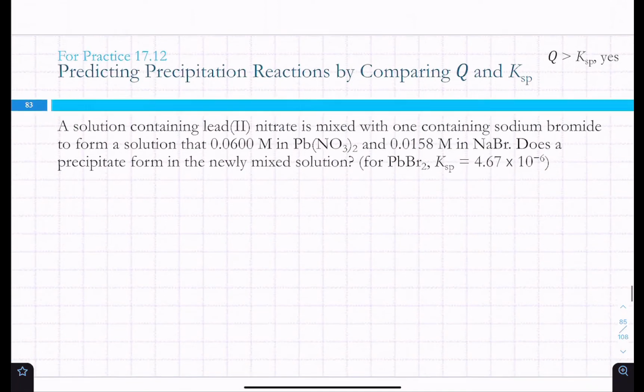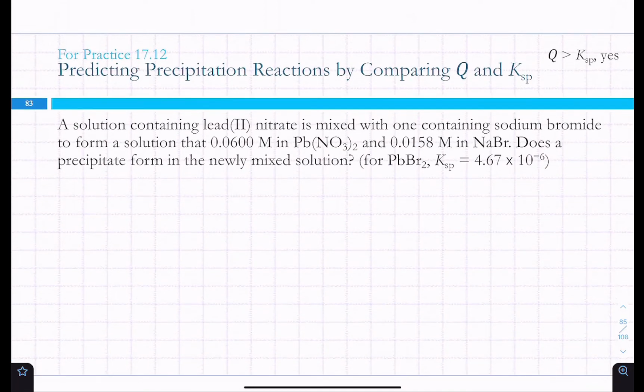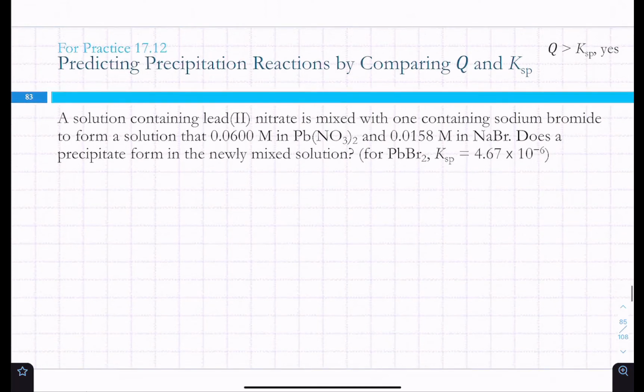So a solution containing lead nitrate is mixed with one containing sodium bromide to form a solution that is 0.06 molar in lead nitrate and 0.0158 molar sodium bromide. Does a precipitate form in the newly mixed solution? Conveniently here, it's given us that the KSP is 4.67, so that's the solid that we're going to be looking for.